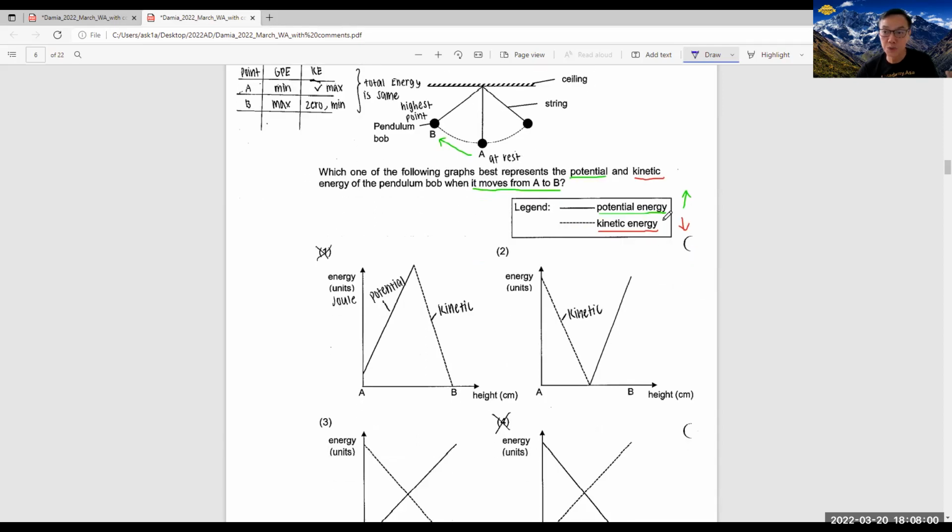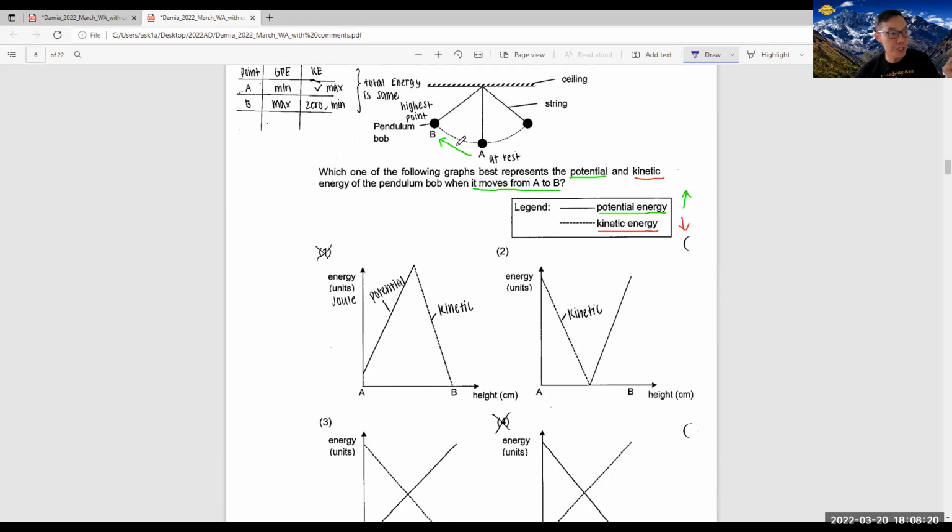So it's good to annotate with a color pen in this way. That can actually increase your observation skill. So I use a green pen to underline potential energy. As you can see, at rest, as it moves from A to B, the potential energy will increase. So I put a green arrow up.